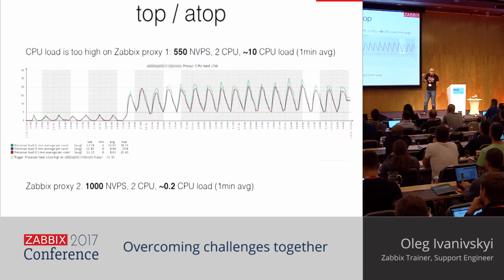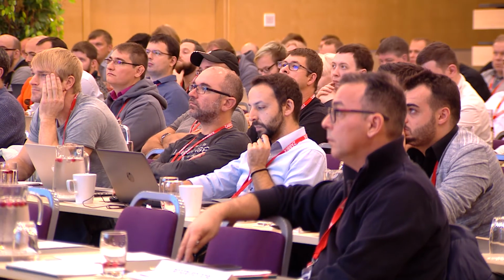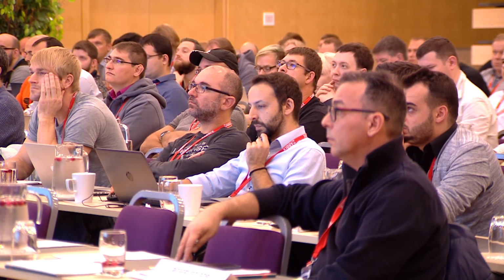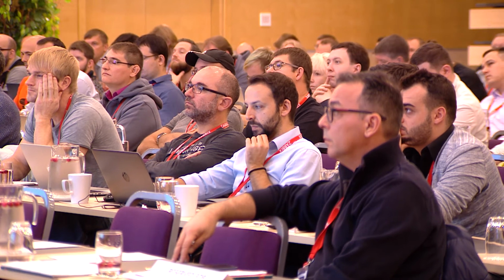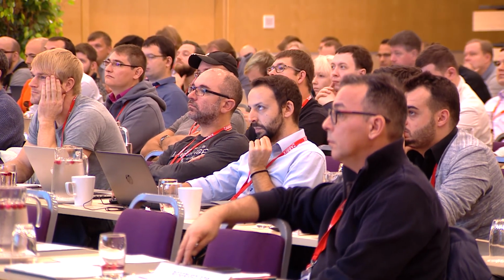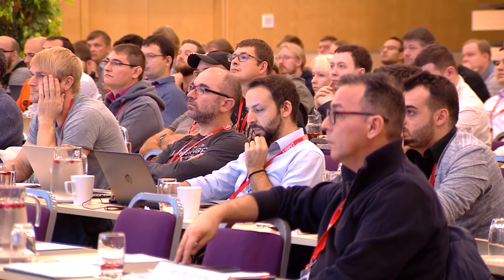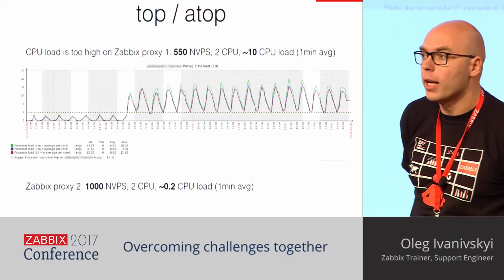It looks so simple, top, and you have seen such a tool so many times. But just an issue: okay, CPU load is high on one proxy. You can see the proxy in VPS is this one, and the proxy has 2 CPUs, and the average load is more than, let's say, 10. At the same time, the second proxy has 1,000 new values per second, but CPU load is less than 1. So why, and how to troubleshoot?